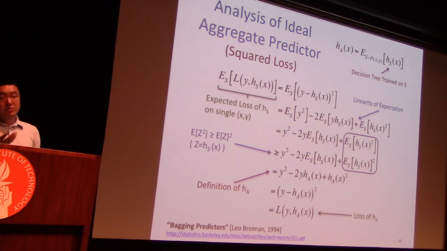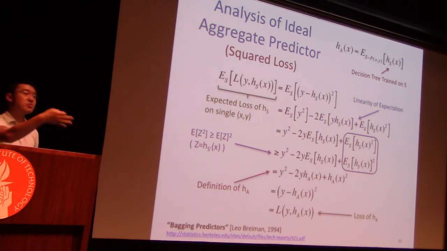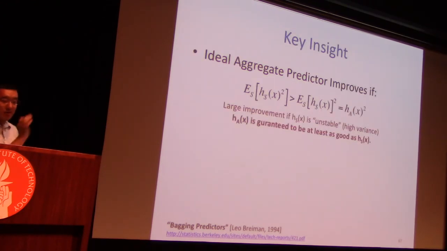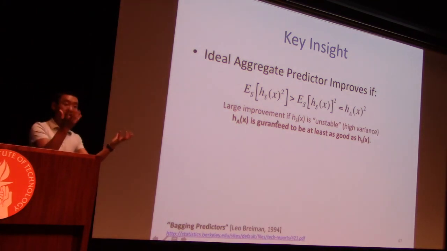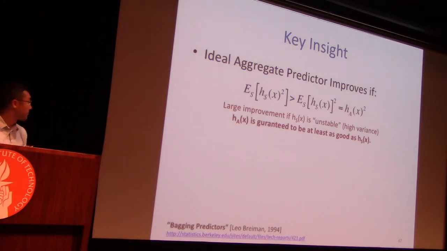And of course, we don't have access to the ideal aggregate predictor. We have access to the bootstrapped aggregate predictor. And so the ideal aggregate predictor improves if this term is greater than this term, which is equal to this guy. So this is large if each individual H sub S is, quote unquote, unstable, has high variance. That's when this inequality has a big gap.